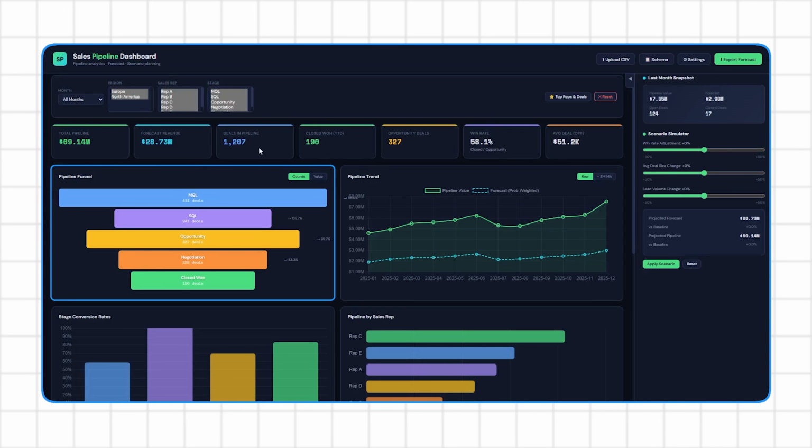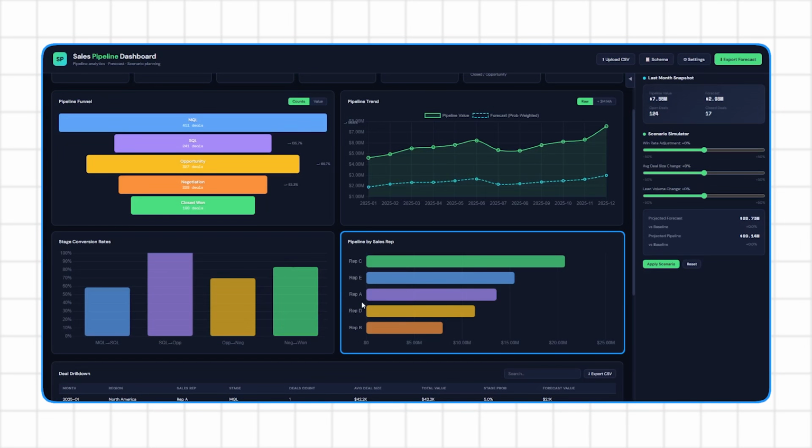The funnel chart reveals that the largest drop-off happens between MQL and SQL, which means lead qualification needs improvement. If the team is spending on top of the funnel marketing, but leads are not converting past qualification, then the pipeline value is inflated with deals that will never close.